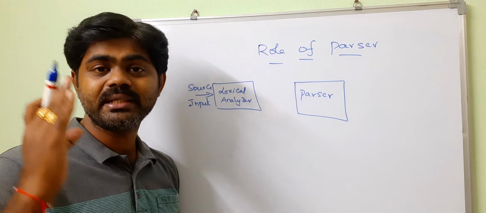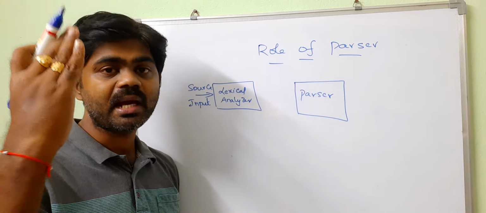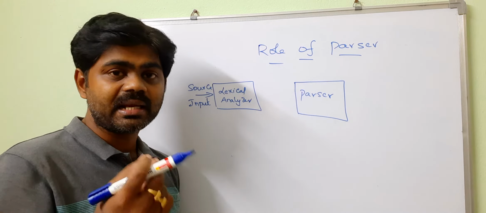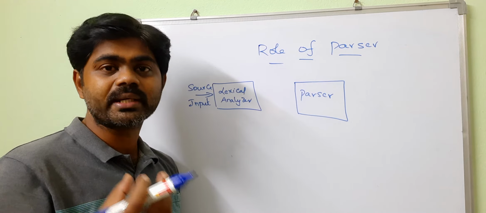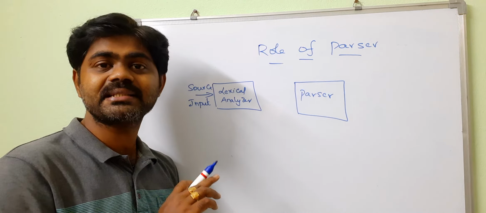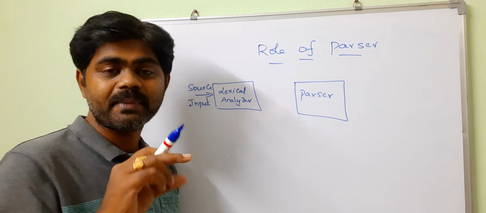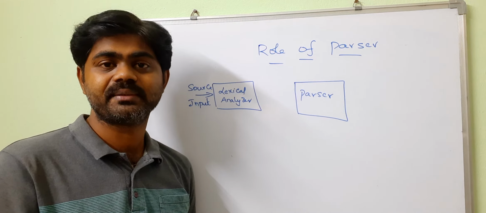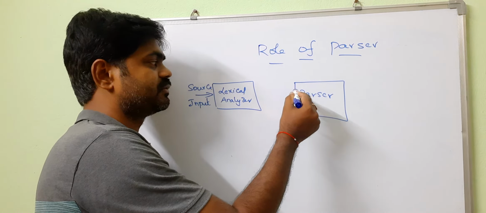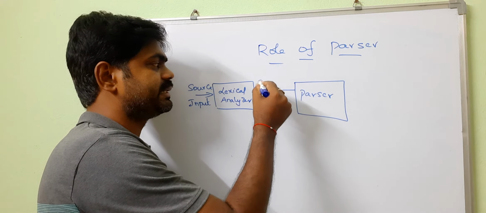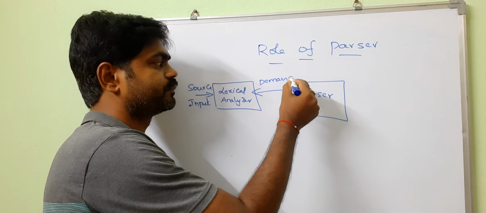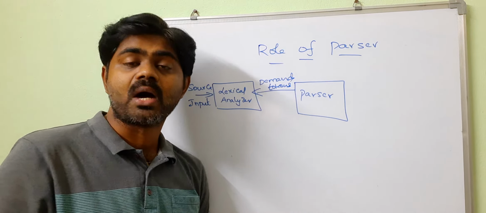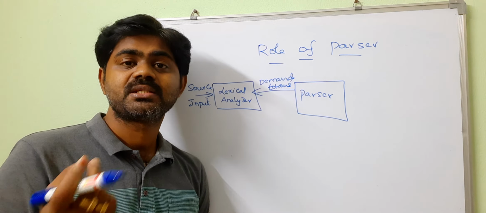So here we need to start from the parser and come back here. We have a source input, that's fine. Now the parser wants tokens. The parser doesn't want the direct source input. The parser wants divided tokens to construct a parse tree. So what does the parser do? The parser demands tokens. Now the parser is asking for tokens.